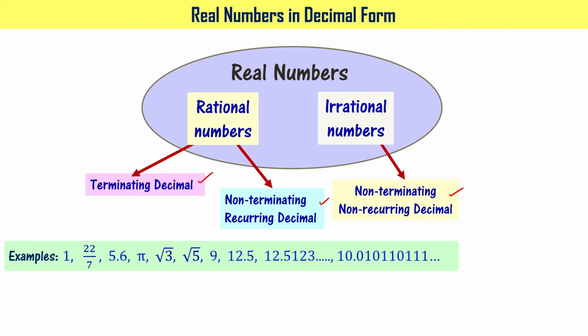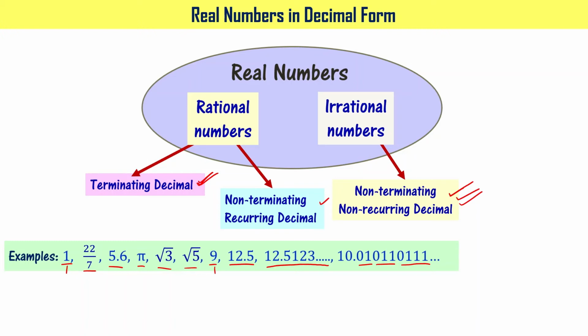1 is an integer, or otherwise I can say that it is 1 by 1, a rational number. 22 by 7 is a rational number. 5.6 is a rational number. It is a terminating decimal. Pi is an irrational number. It leads to a non-terminating, non-recurring decimal. Root 3, root 5, these are irrational numbers. 9 by 1 is a rational number. 12.5 is a terminating decimal. 12.5 and 2, 3 and so on is a non-terminating, non-recurring decimal. This 10.01, 011, 0111 and so on is also a non-terminating, non-recurring decimal.